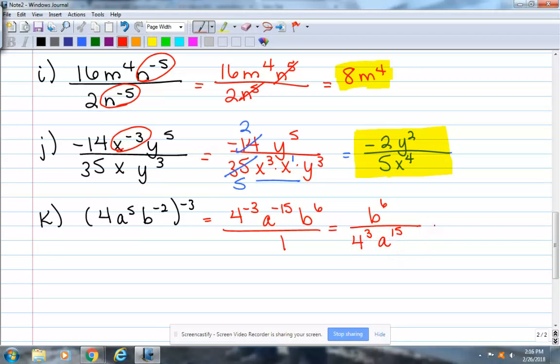What is 4 to the 3rd power? 4 times 4 times 4 is what? 4 times 4 is what? 64. So B to the 6 over 64, A to the 15. And again, the A and B are different bases, so that's all you can do.